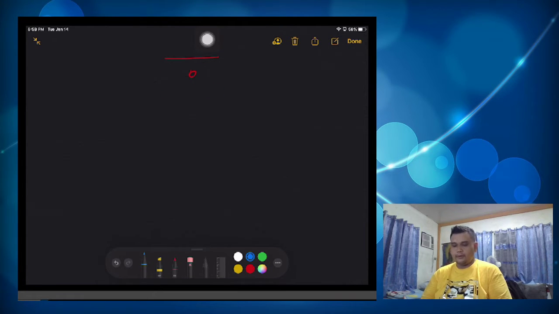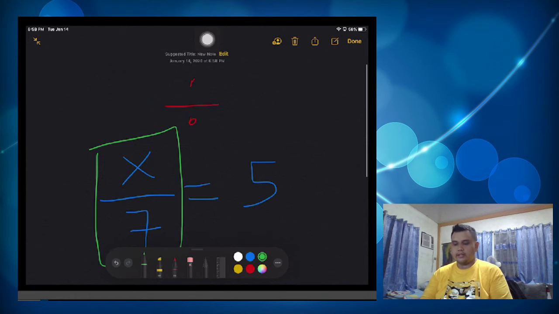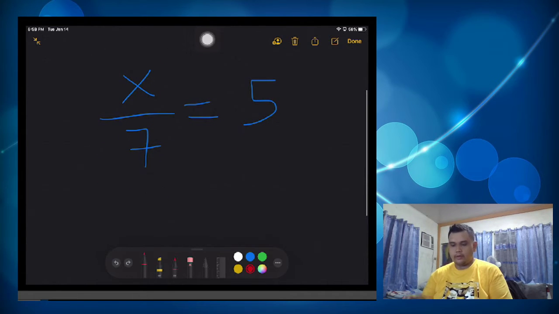So for example, we have x over 7 equals 5. And you know that this is in fraction form. And when it is in fraction form, this basically involves the division process. Okay, so going forward, what do we do here?